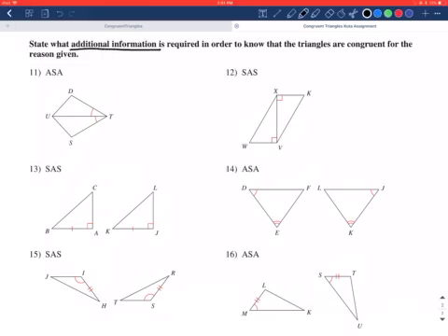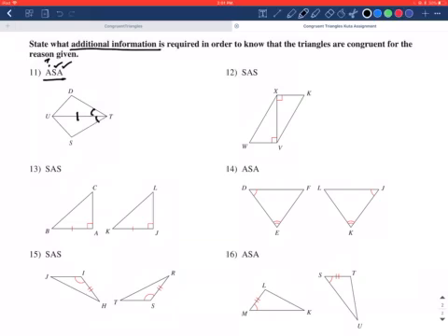It says state what additional information is required to know that these triangles are congruent for a certain postulate. Okay, so what they've given us is angle, side, angle, right? So they're asking, hey, we've given you a couple of things. What's one other piece of information that we need to be able to prove angle, side, angle? So they gave us an angle here, and they gave us a side. We know that that's congruent. So what do we need?